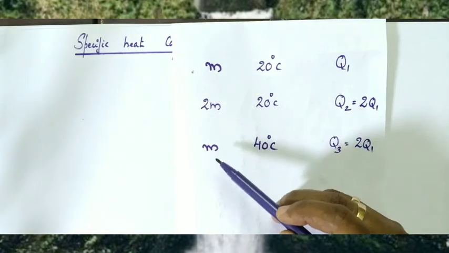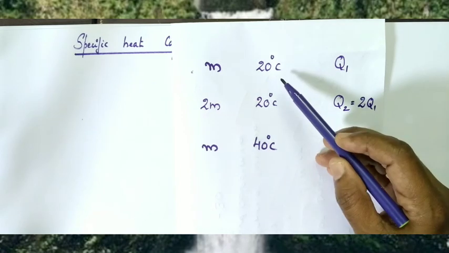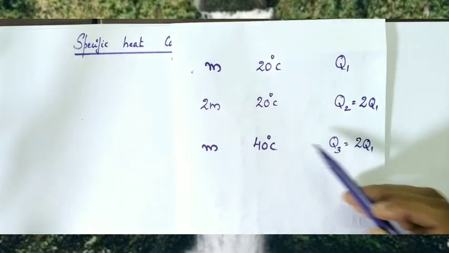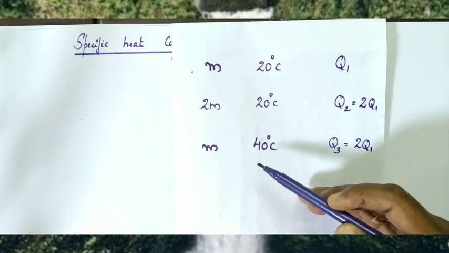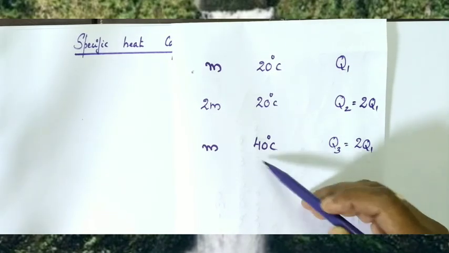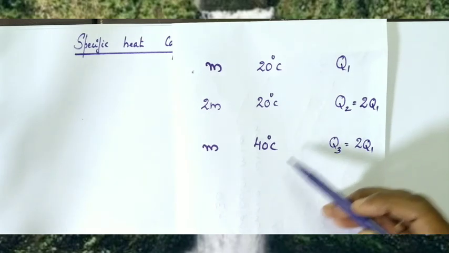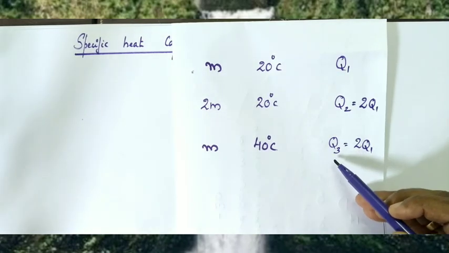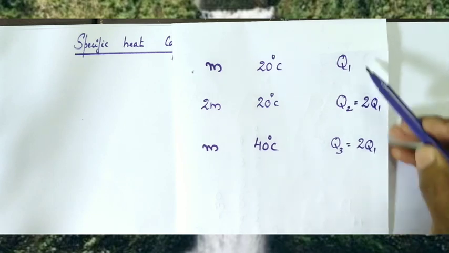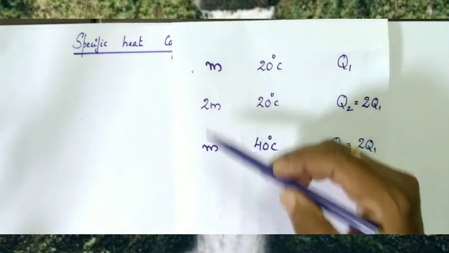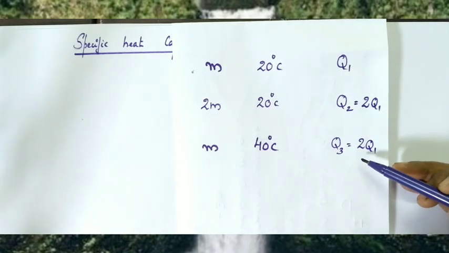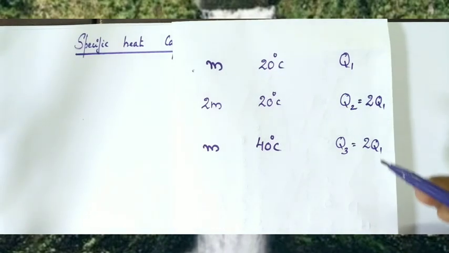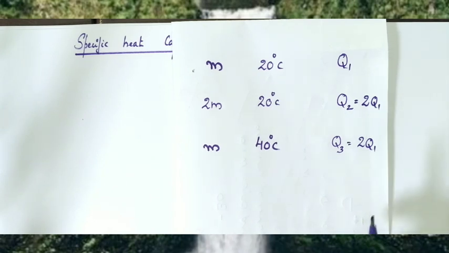And if you take the same amount of mass, and you want to increase the temperature of the same amount of water by double the temperature, by 40 degrees Celsius, clear? Now, what is the quantity of heat? Let it be Q3, and it is always equal to double the times of Q1 because here mass remains same, but the increase in temperature doubles. So, quantity of heat also doubles.